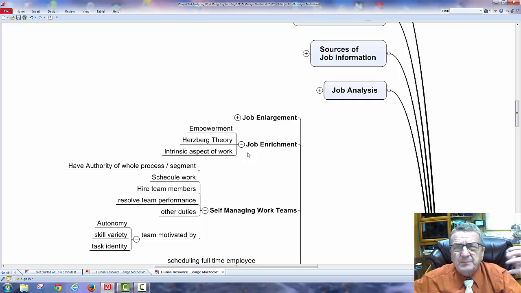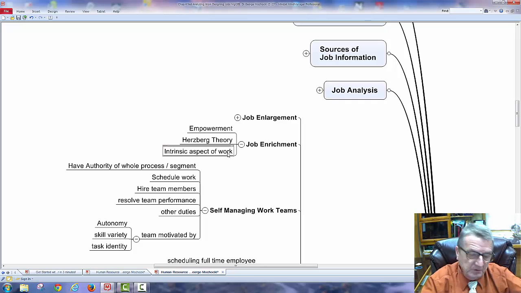Okay, job enrichment is empowering. You got Herzberg, intrinsic. How do I give the employees more? You could stop the production line, or you could adjust the way your work assembly is, because it's easier for you.